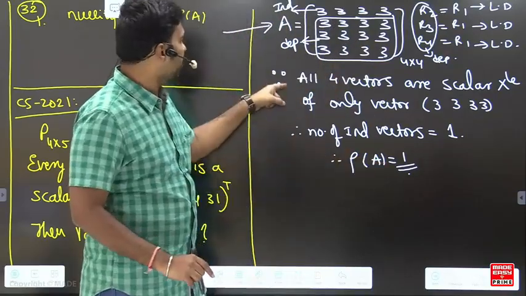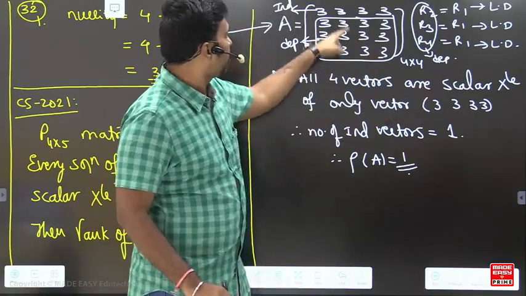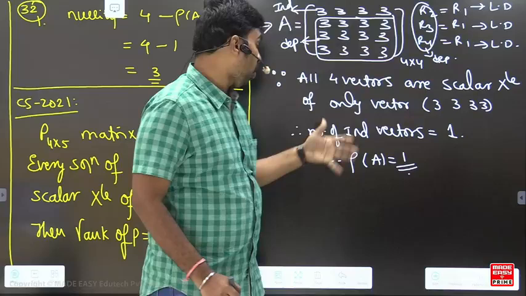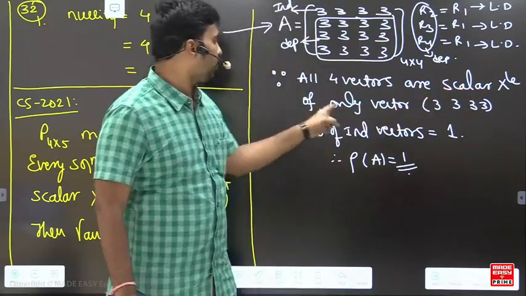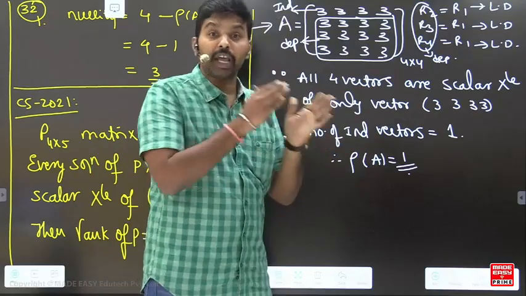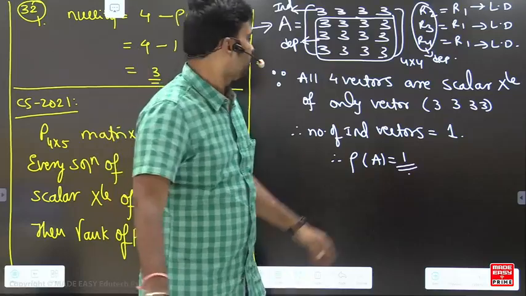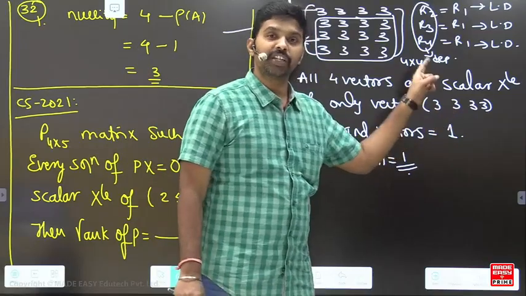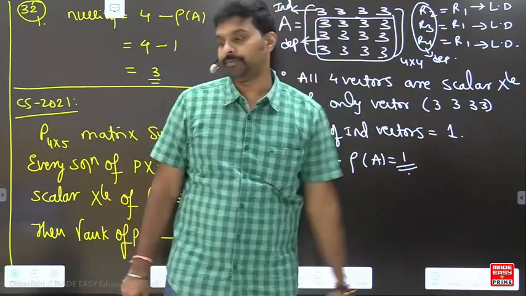Why have we taken this? Because in this case, all the 4 vectors are equal to only one vector, or you can understand, all the 4 vectors are scalar multiples of only one vector. So since all are scalar multiples of only one vector, according to linear dependency, this one vector itself is independent and the rest are all dependent.